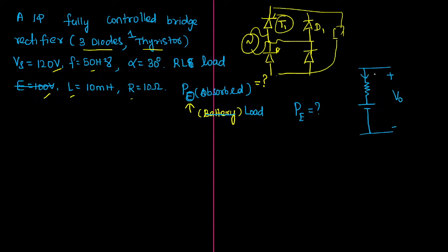So here the output current will go in this way. Just apply KVL. This is resistor R and battery E. Now I just want to know the value of I naught. How will you do that?